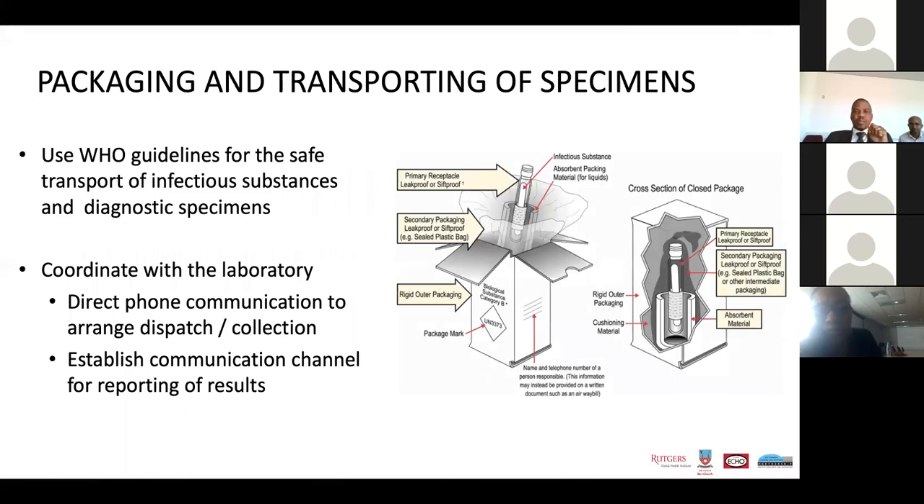Now, when you package your samples, you need a cooler box. You ensure that you do your triple packaging. You do your labeling properly, and then ship the samples the same way you ship samples for maybe FBC or chemistry. And it is very important that the forms that contain any information pertaining to the patient accompany the specimen.